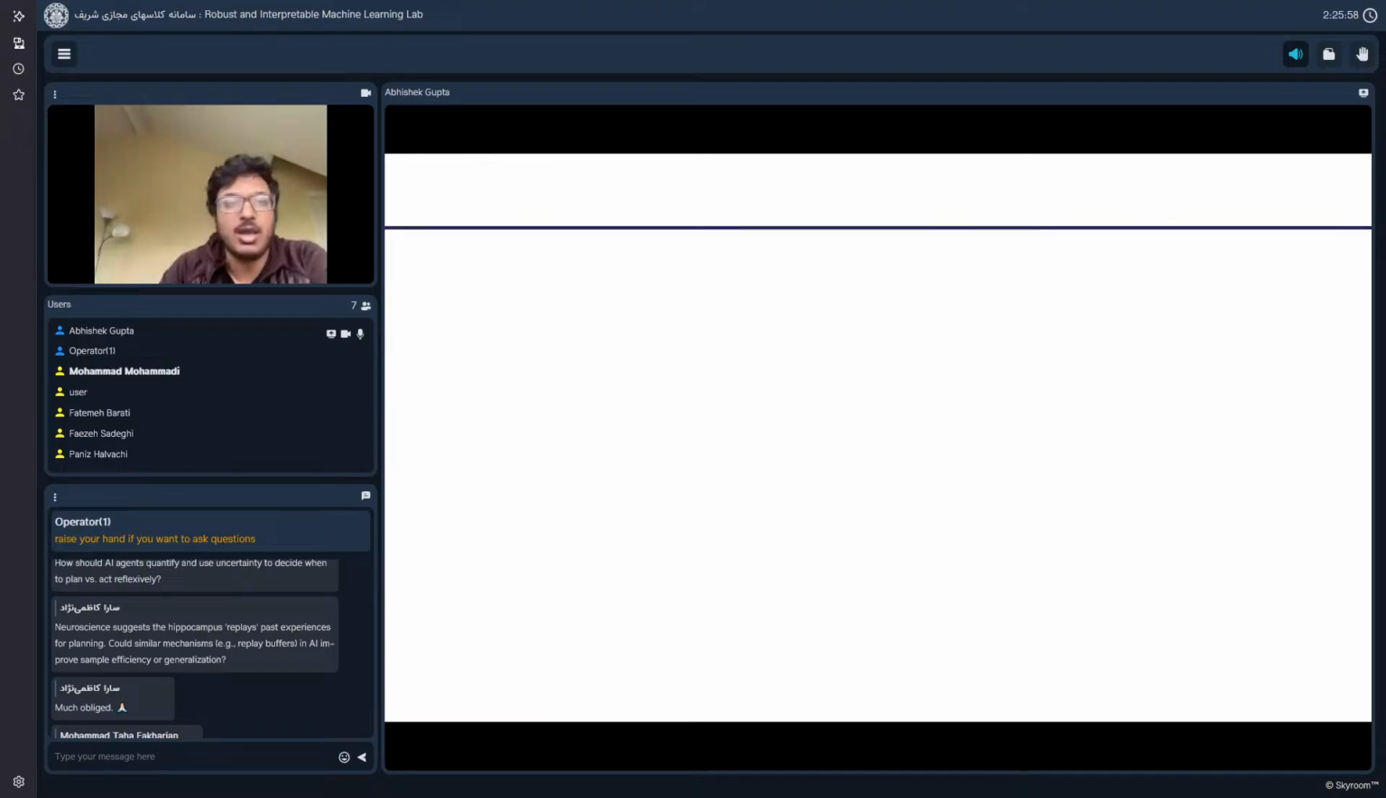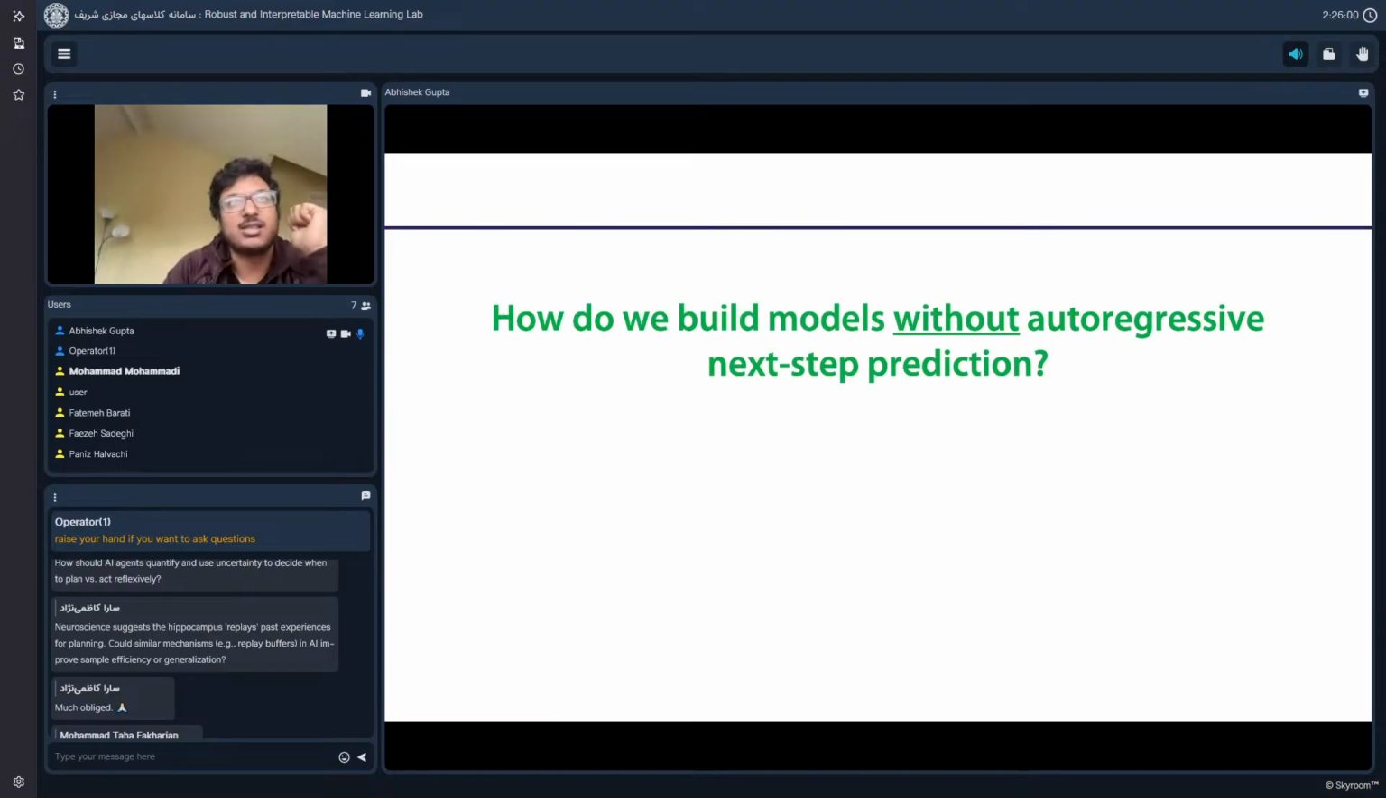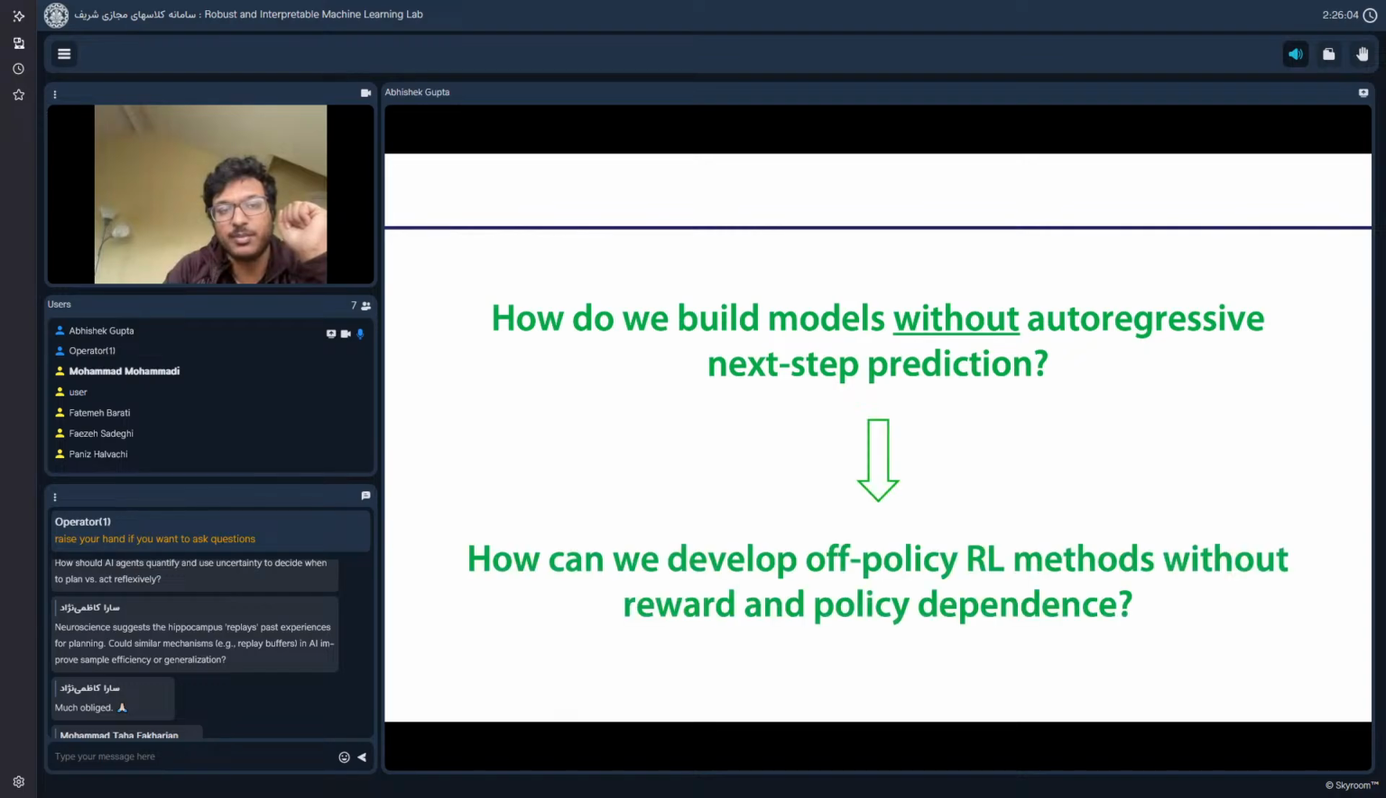Okay? And so the question we're going to ask is how do we build models without autoregressive next step prediction? Essentially that question boils down to how do we build off policy reinforcement learning methods, things that look like Q learning but remove the dependence on rewards and remove the dependence on policies. Right? So how do we build Q learning type entities that are good for unsupervised RL, unsupervised prediction?